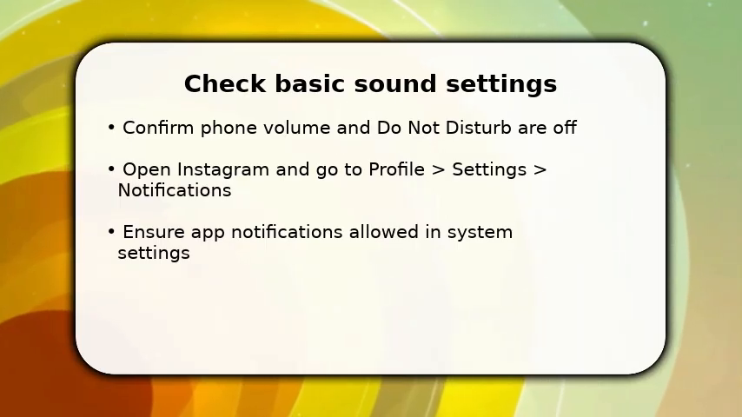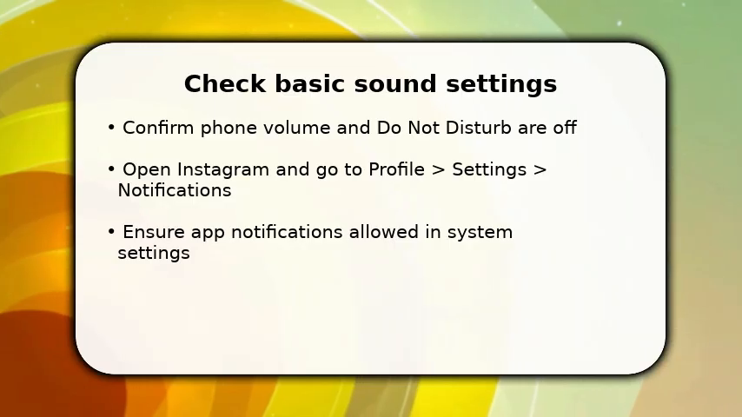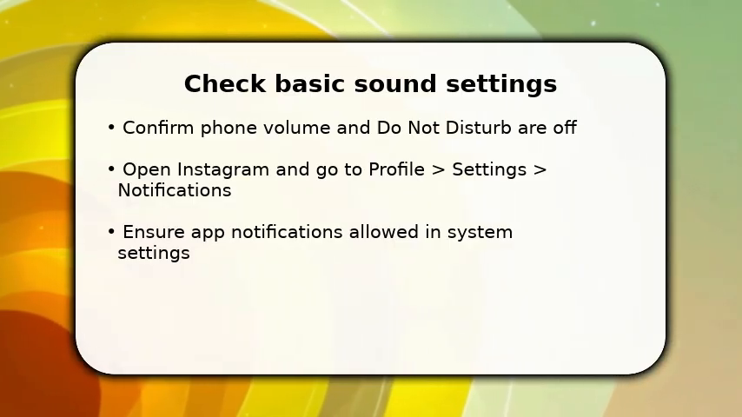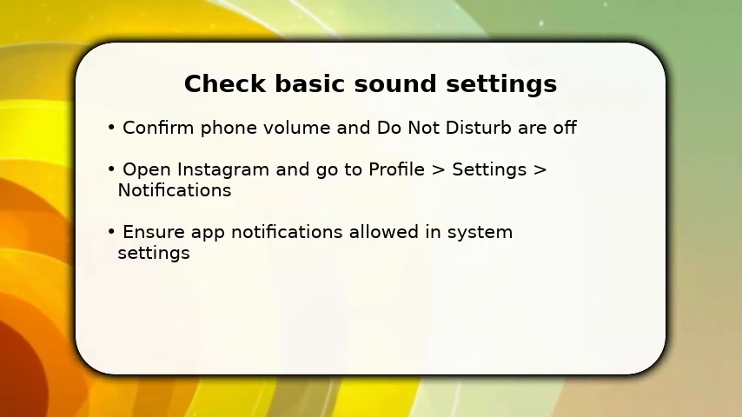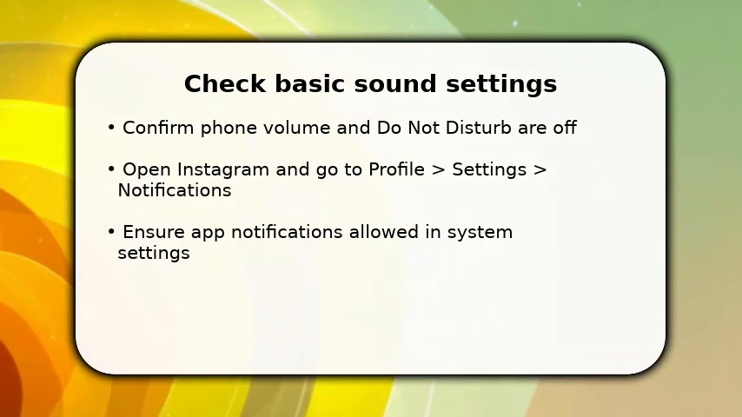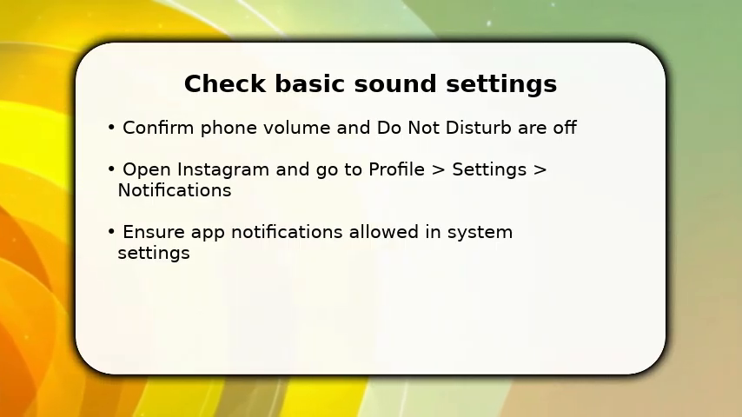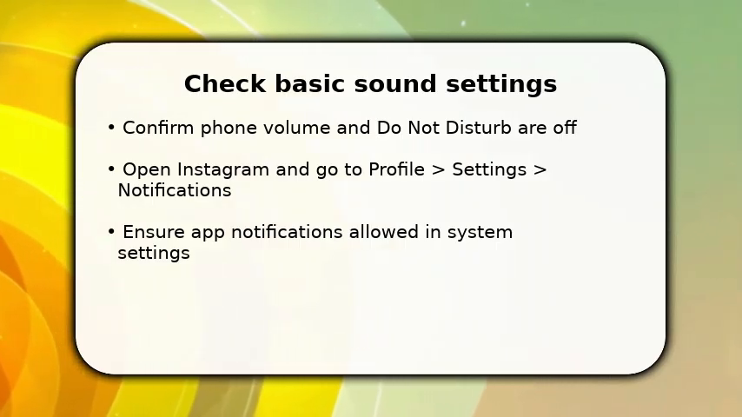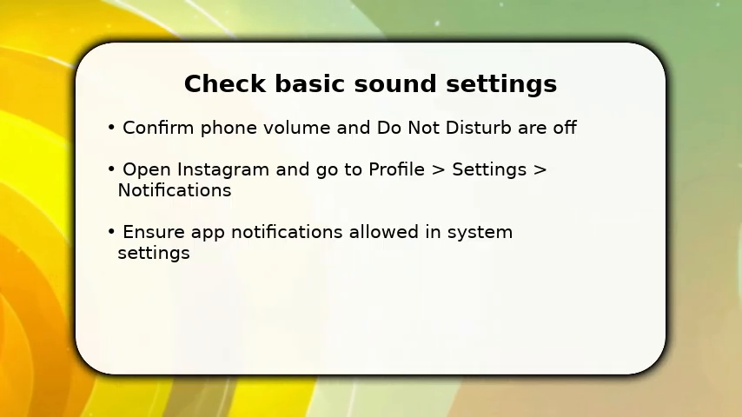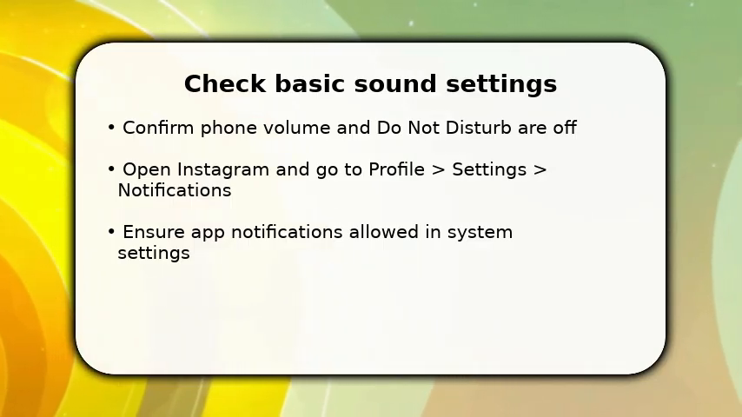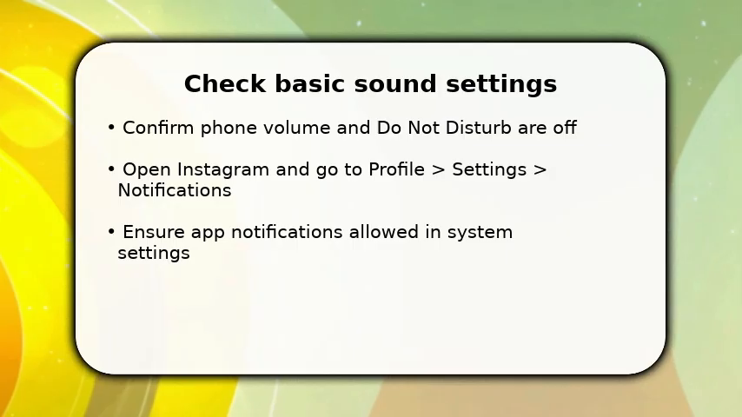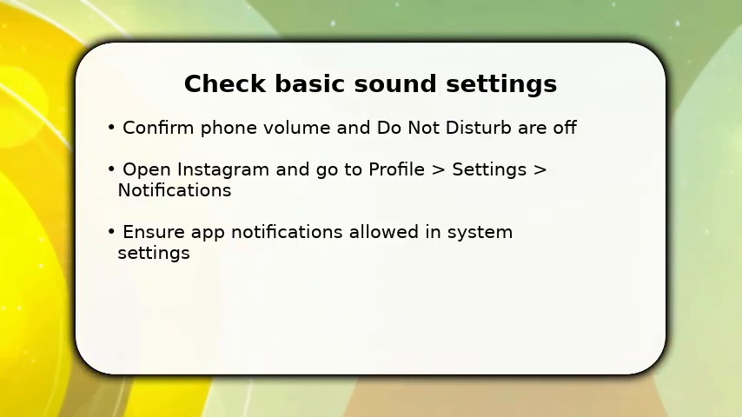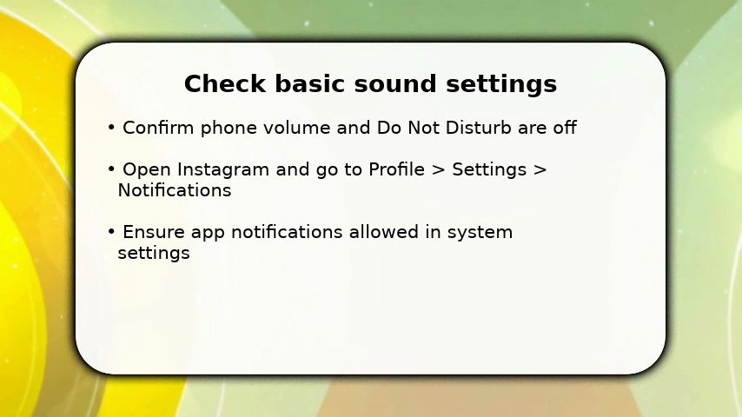You start by confirming the basics so you don't troubleshoot the wrong layer. Turn up media and notification volumes and disable Do Not Disturb. Then open Instagram, tap your profile, settings, notifications to view Instagram's notification toggles. Make sure system-level app notifications are enabled too. If the OS blocks them, Instagram can't play a sound. Once done, restart the app so the permission state refreshes and you're ready for the deeper fixes.